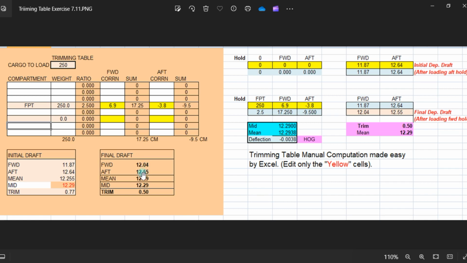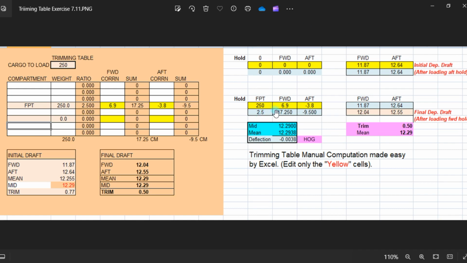12.04, and for updraft, if you apply this one to your updraft of 12.64, you will have a value of 12.55. Okay, so here's another solution.